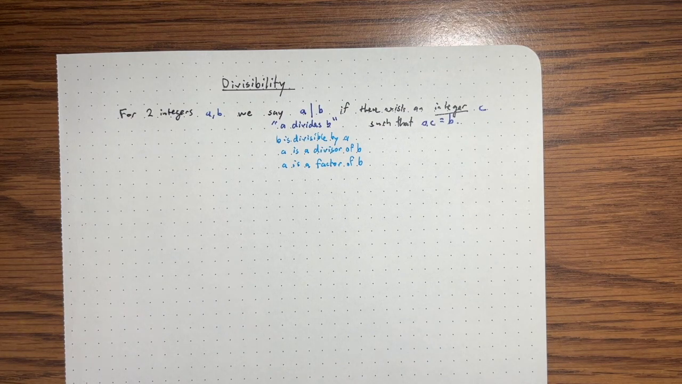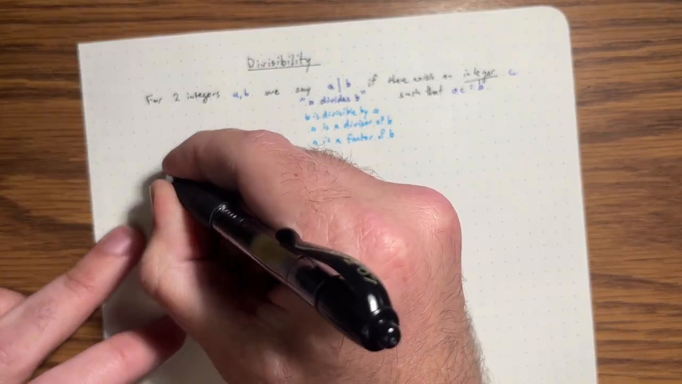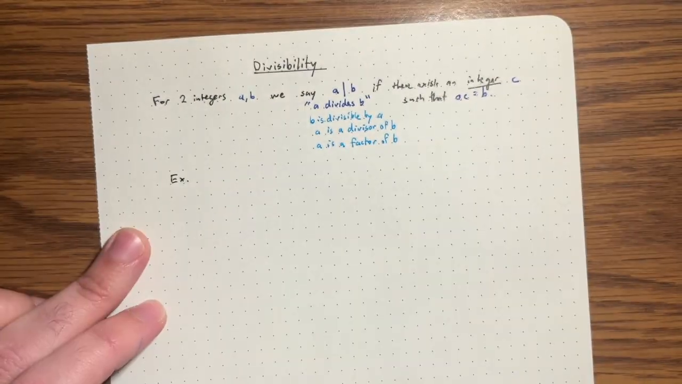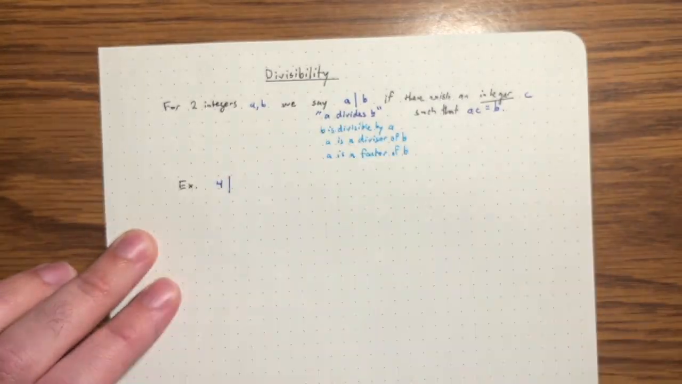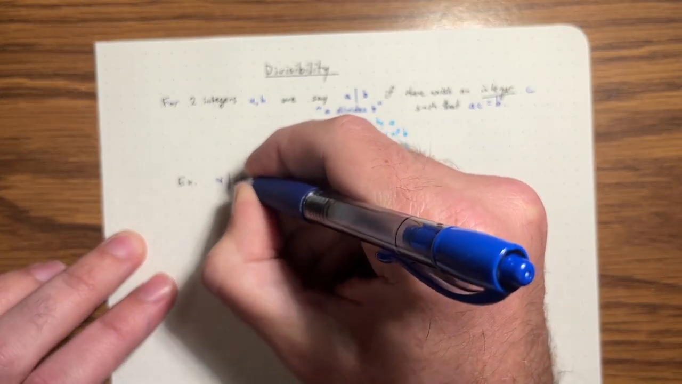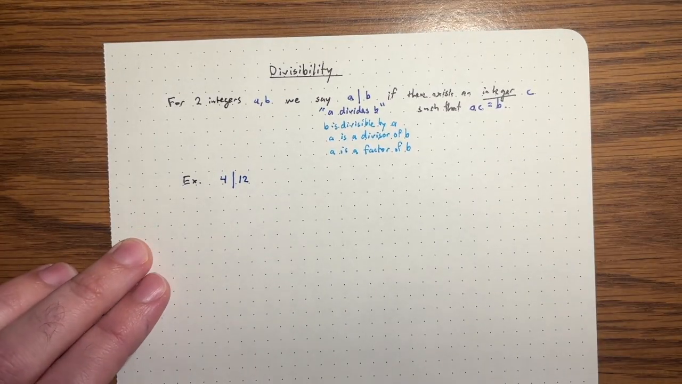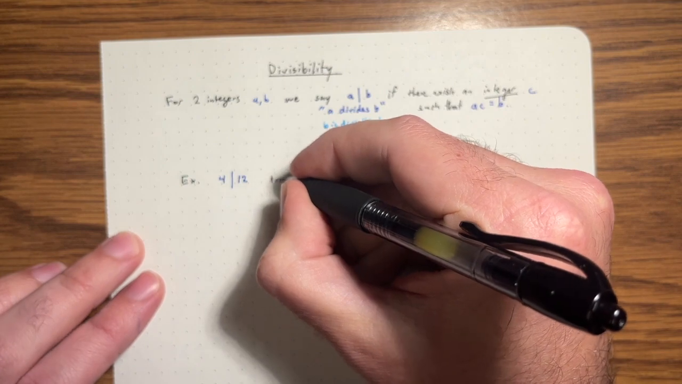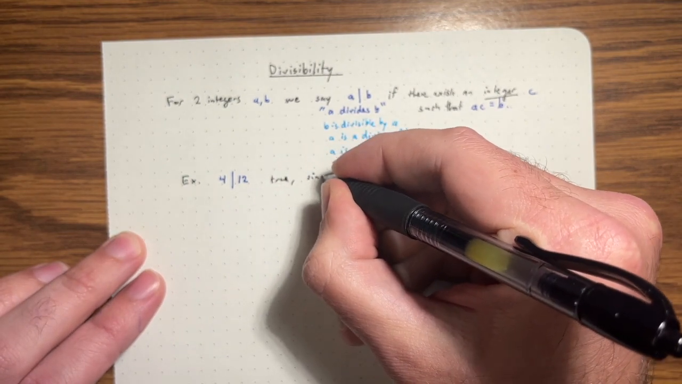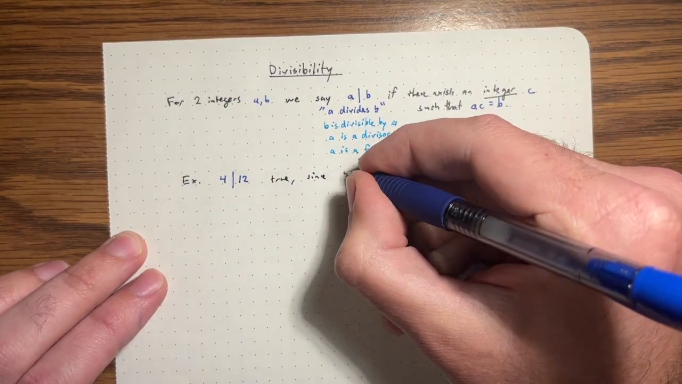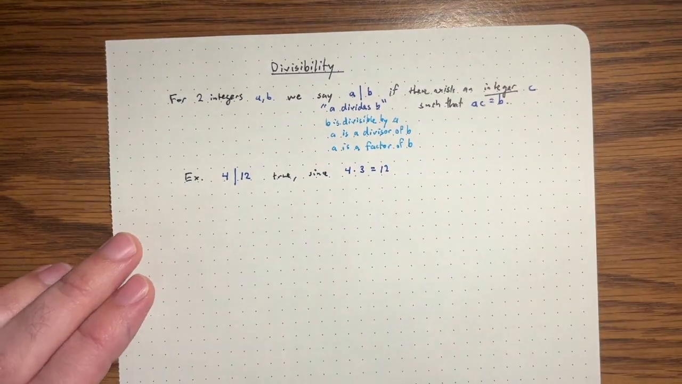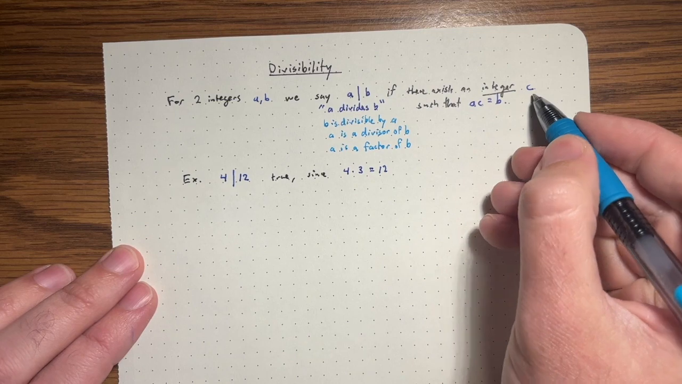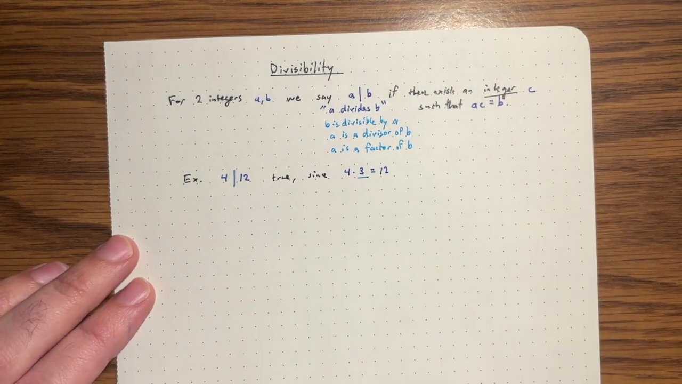Let's look at a couple examples immediately just to get some intuition for this. So for example, what if I wrote this? 4 divides 12. Well, that's true, since 4 times 3 is 12, right? 4 is a factor of 12. 4 is a divisor of 12, etc. Our integer c there would be this 3.